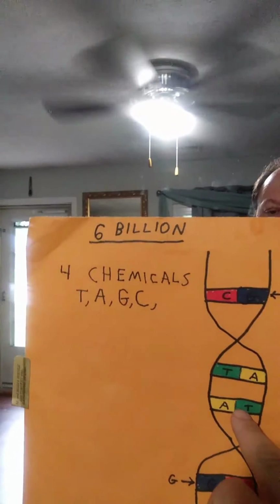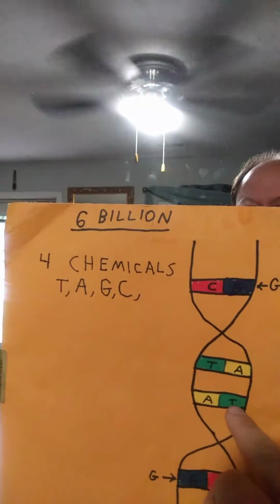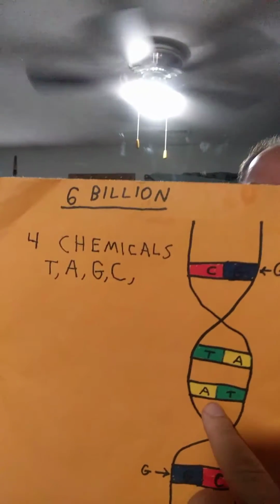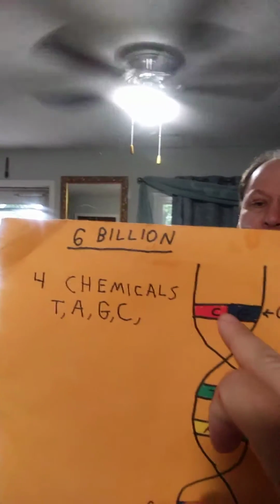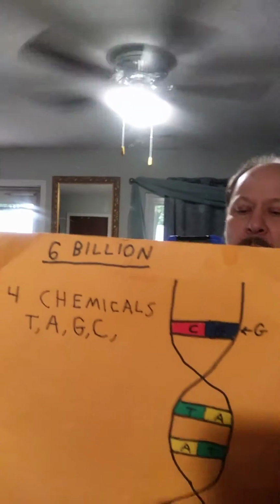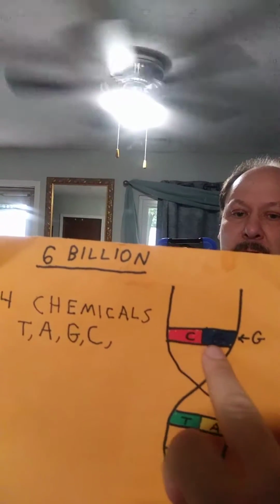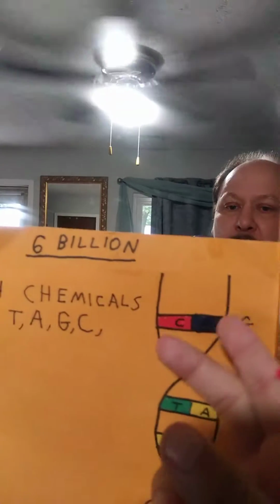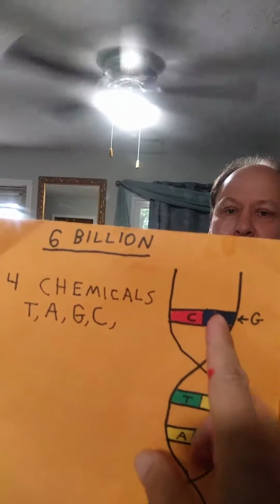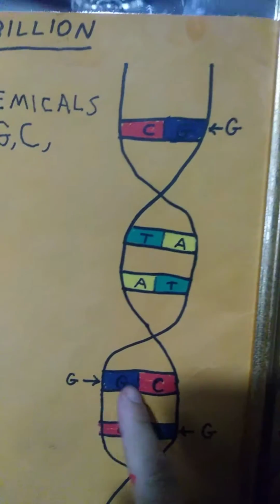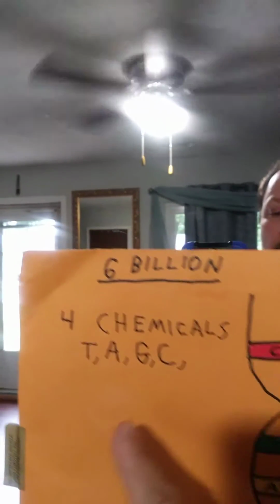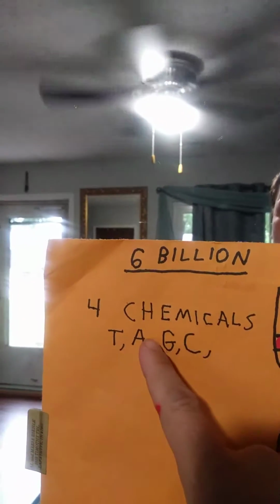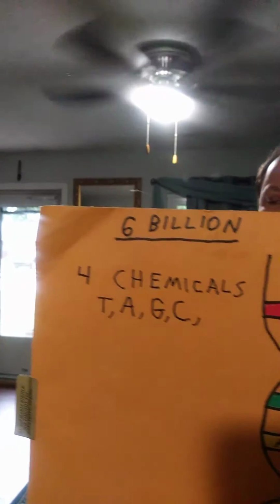Now the neat thing is T and A can only be on the same rung. The other letters can't be on that rung. G and C can only be on the same rung and no other letters. You can have a C on the left and a G on the right, or they can be swapped. So you got red here and blue, or you can have the blue on the left and red on the right. Same with those. That's 6 billion. You got the four chemical components.